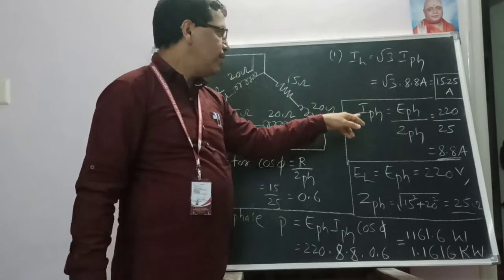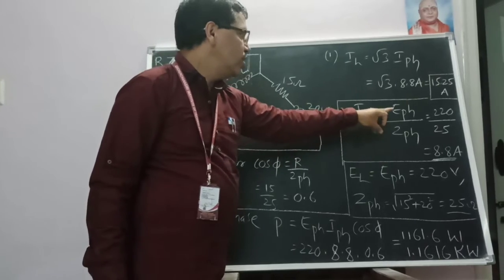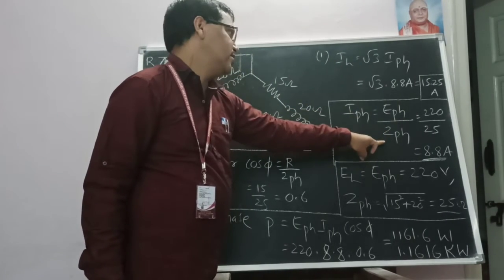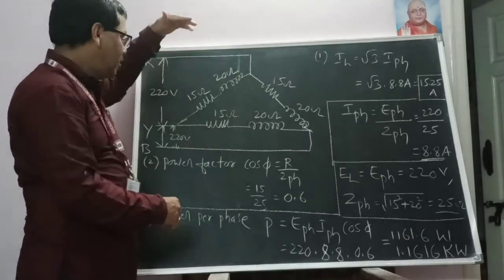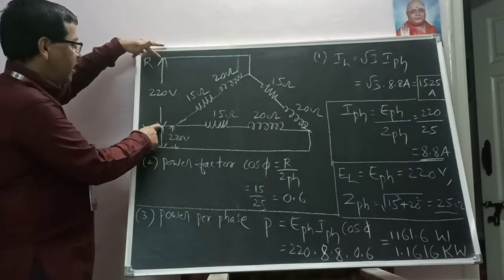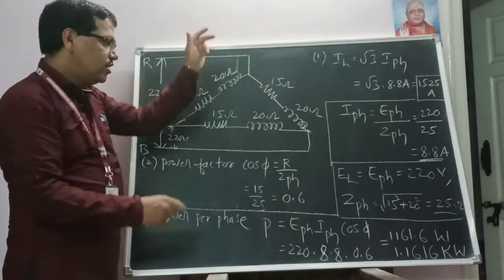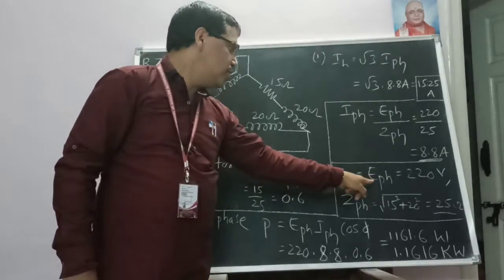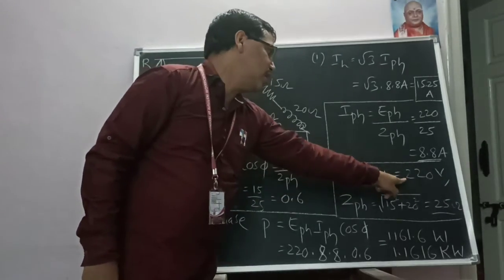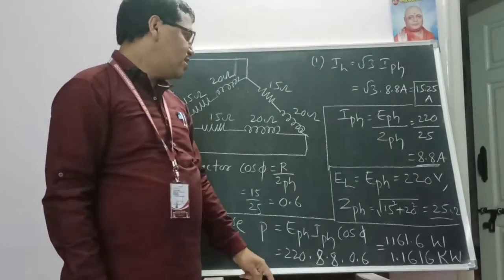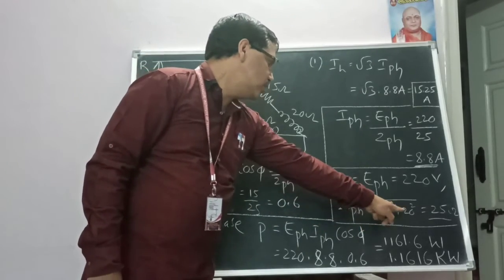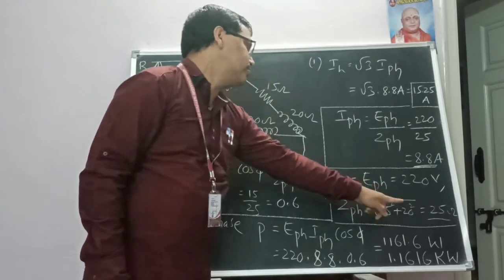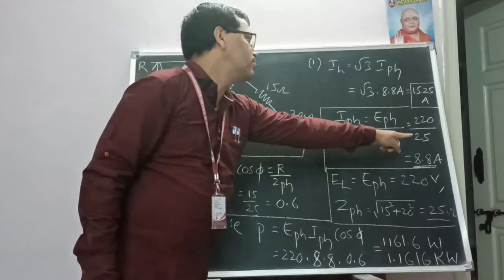I is equal to V by R, or I phase is equal to E phase divided by Z phase. What is the E phase? This is the delta, so this voltage is the same and this voltage is the same. That's why EL is equal to E phase, that is 220 volts, already given. What is the Z phase? Z phase is equal to the root of 15 squared plus 20 squared. Answer is 25 ohms.